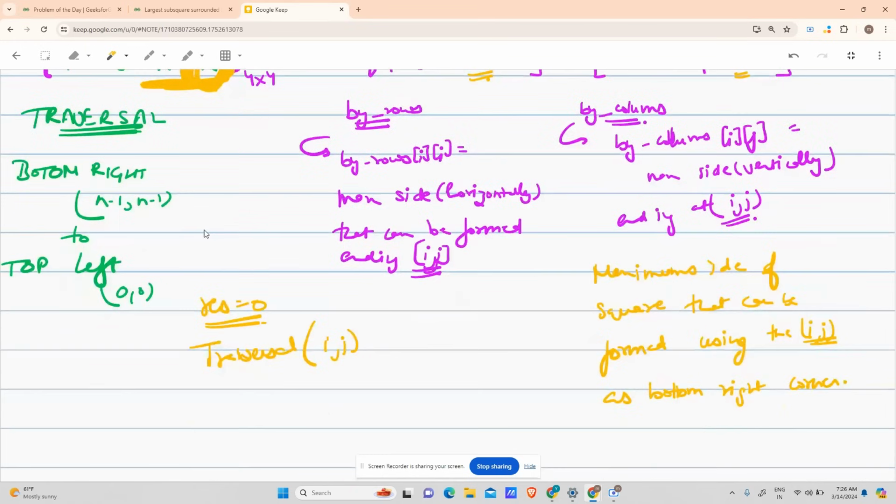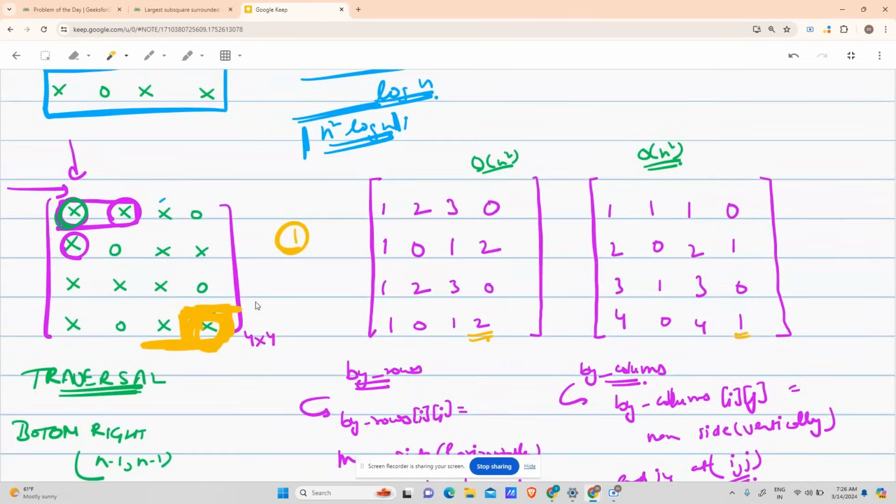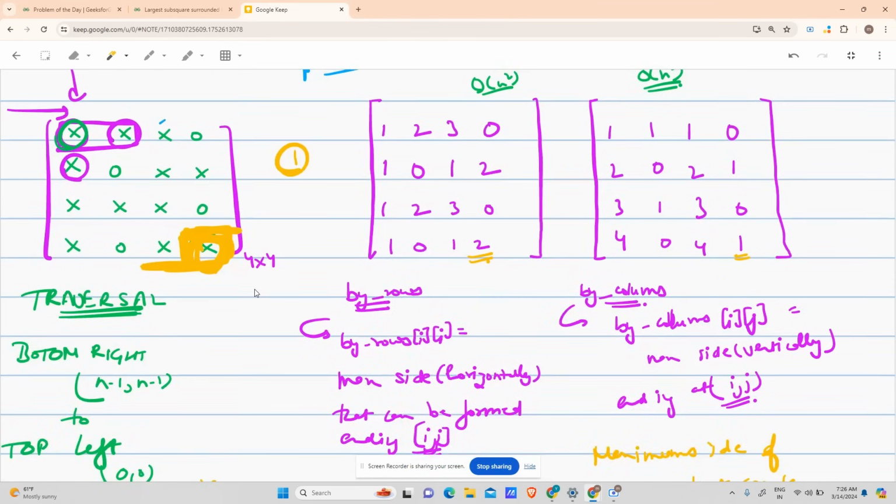So my side will be the minimum of by rows ij and, sorry, not this, by columns ij, right? Okay, this is my side, right? Now if I confirm that this is my side, right? Now my side comes out to be 1.